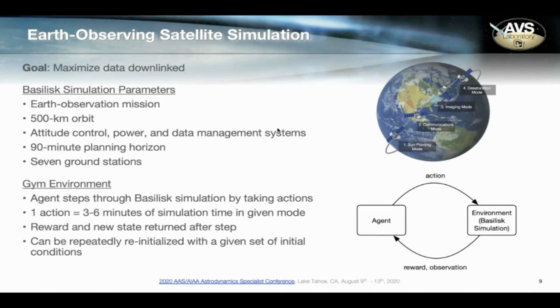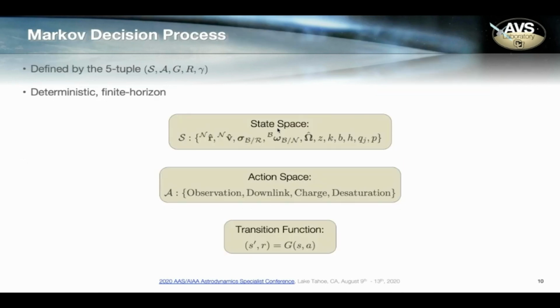This comes in handy for algorithms like Monte Carlo tree search that branch off of a current state to investigate different combinations of actions to see which returns the most reward. To do so, we cast the problem as a Markov decision process, which is defined by the 5-tuple, which includes the state space, the action space, transition function, reward function, and discount factor.